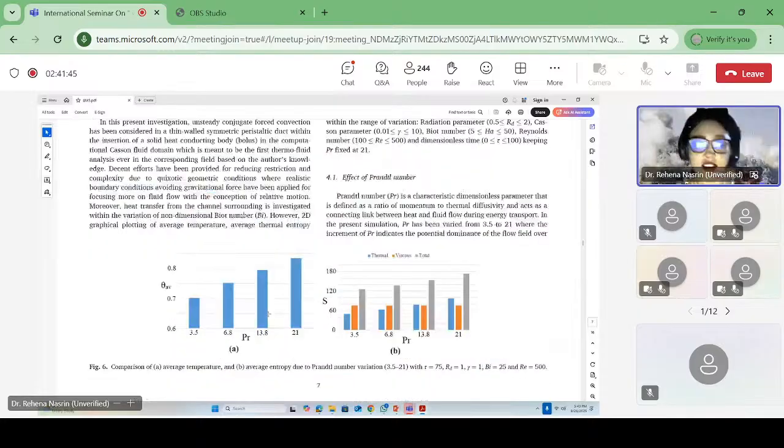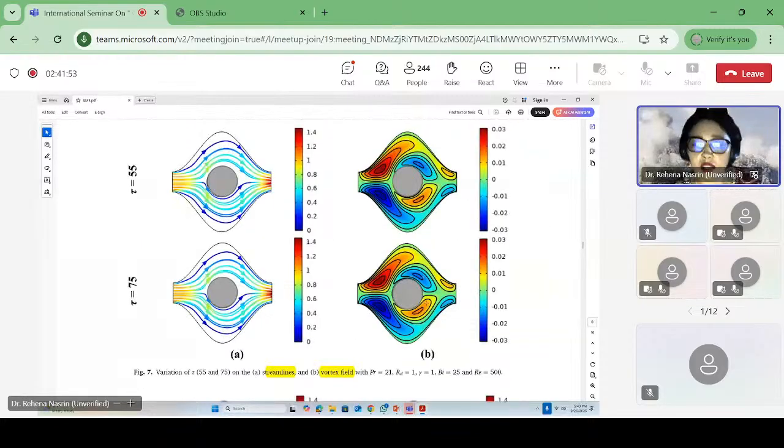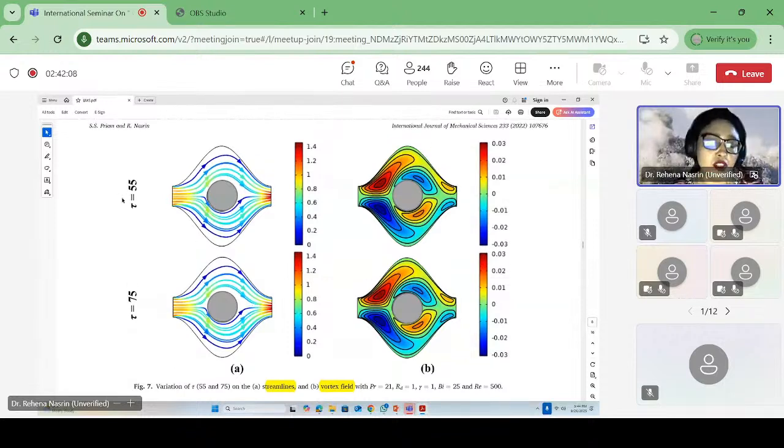So this is the Excel. Using Excel software, we have shown our results in a bar chart. You can see the bar chart also. This is our contour diagram. This is the solid part centered here. This is known as the bolus, and this is the Casson fluid passing over the bolus system, and at different non-dimensional times, at 55, 75, we have shown this type of contour plot.